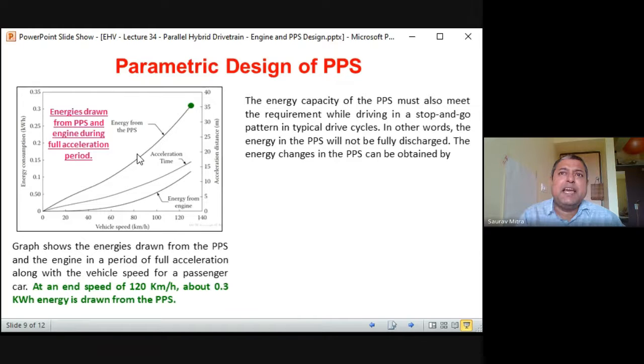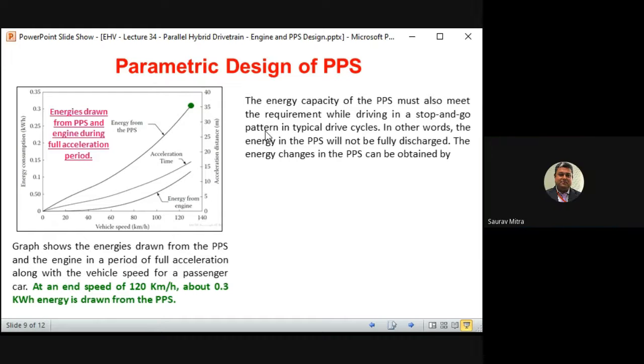So the first case is acceleration, the second case is stop and go. In both cases, PPS is playing a very important role. The third case, which is not mentioned here but which I explained during the engine design, is grade. Whenever there is gradability, whenever there is a slope to be covered, in that case also PPS is supplying a lot of power. So these are the three cases where PPS comes into action. Whenever you are explaining the parametric design of PPS, you have to explain these three cases.